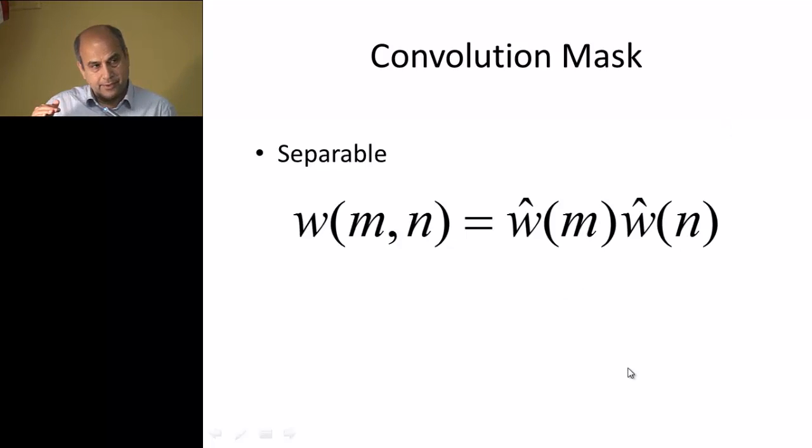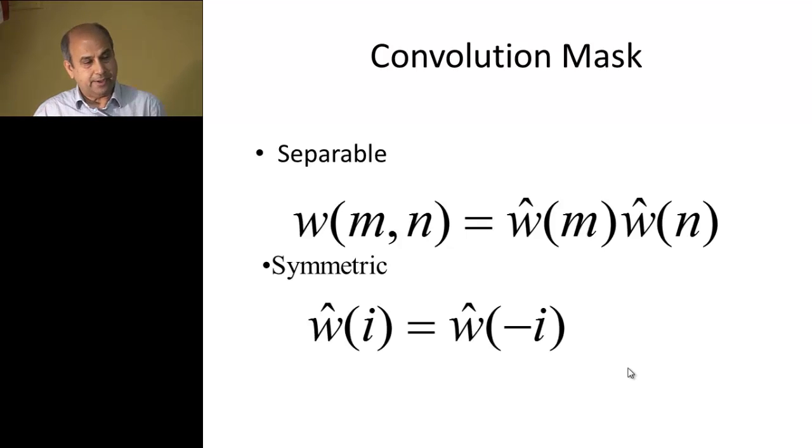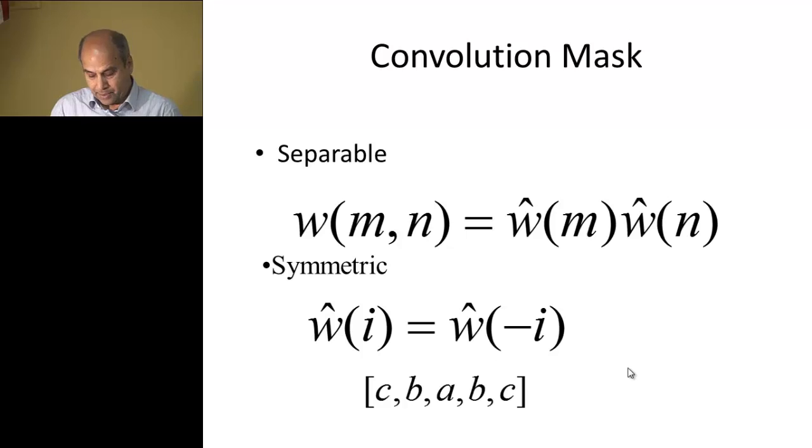We'll apply one to the rows and get the result applied to the columns. And then the other thing, as was obvious, is that we want to make this symmetric. So the weight at i should be the same as at -i. And that's what the Gaussian function is, as you know. So therefore, for the mask of size 5, these should be the weights.